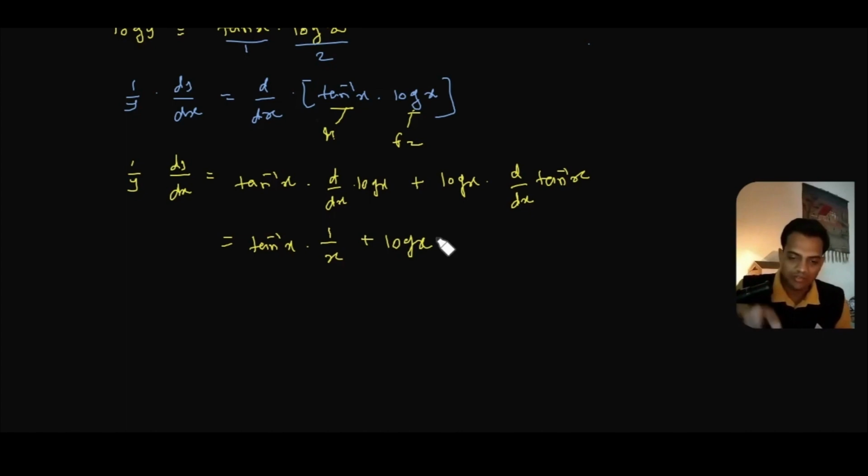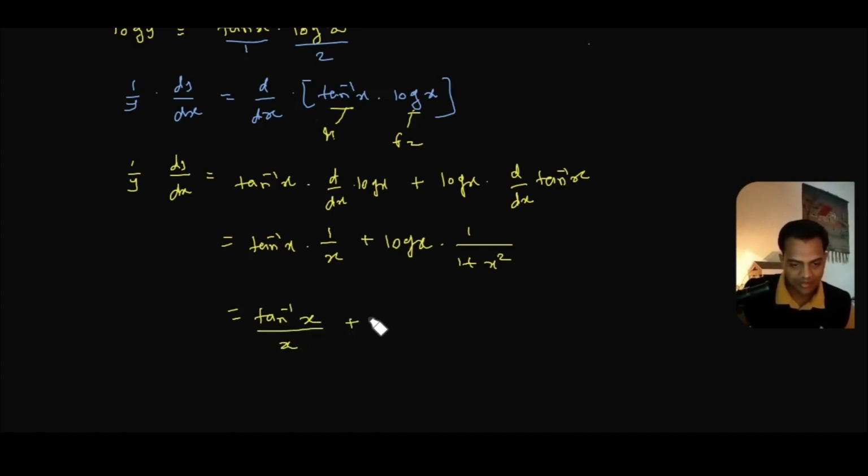Now here I have to find the derivative of tan inverse of x. There is a standard formula to calculate this derivative, and that standard formula is 1 upon 1 plus x square. Now I just have to simplify this. So tan inverse of x divided by x plus log of x divided by 1 plus x square is equal to 1 upon y into dy by dx, but I have to calculate the derivative of y with respect to x.